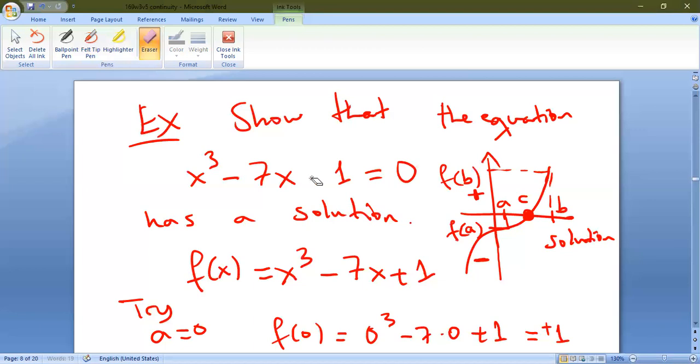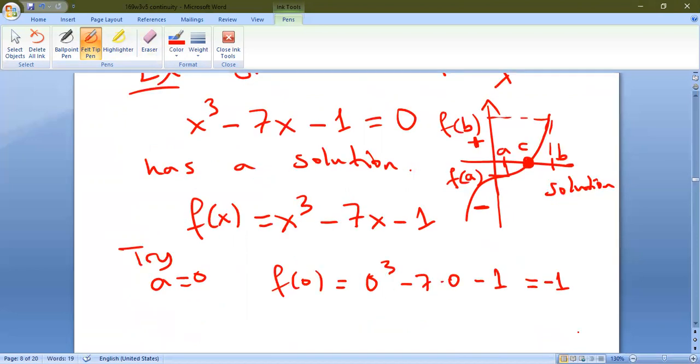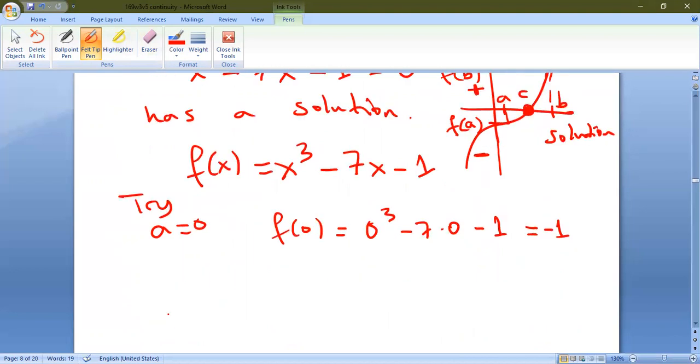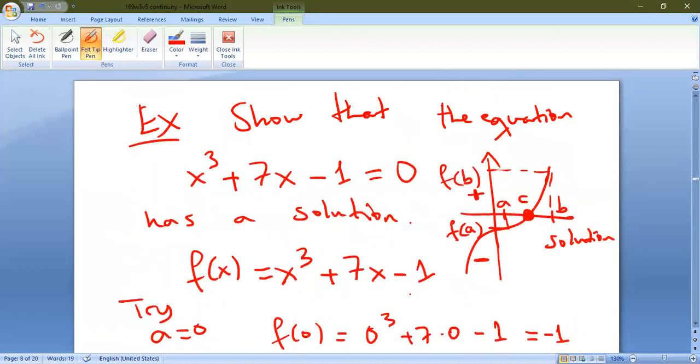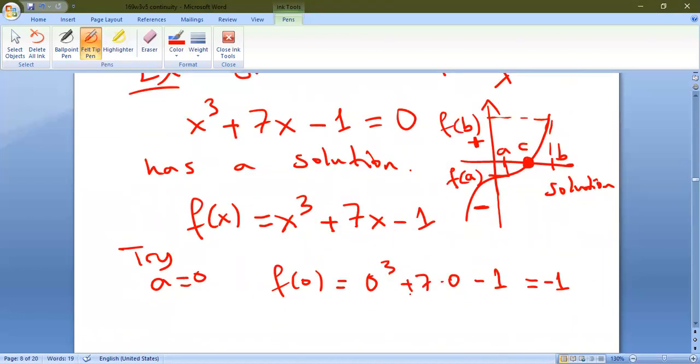Let me try changing the function to minus 1 here, because I don't want to go too complicated. I can still do it, but I don't want to waste too much time. So let's say this is minus 1. Then what we are going to find is a negative value for f, right? Now, if I can find a second number where f takes a positive value, let's change minus 7x to plus 7x. So x cubed plus 7x minus 1 has a solution.